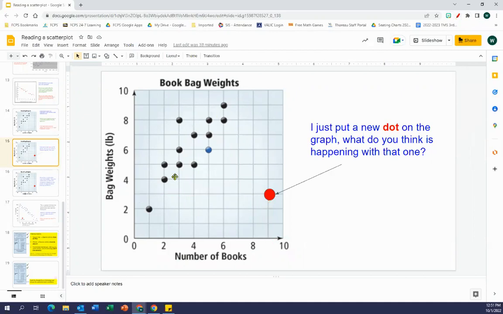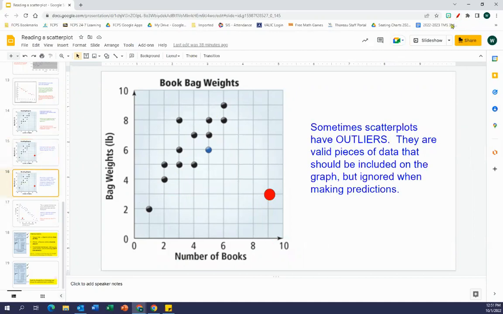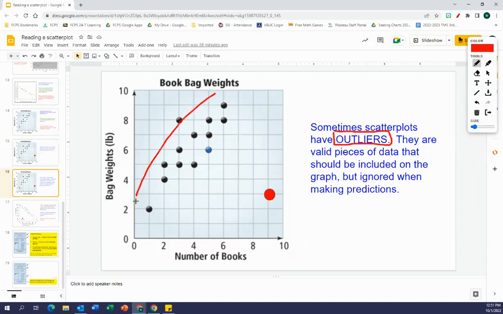Because it doesn't really follow my correlation, we call this an outlier. It lies outside where all of the other pieces of data are. It's kind of over here by itself. When we make predictions, we are going to absolutely ignore this outlier. But when we have to graph our scatter plot, we do have to put it on our graph. It's a valid piece of data. This kindergartner wants to be included in our scatter plot. But when we make predictions, we're going to ignore it and use where the data lies most tightly together.